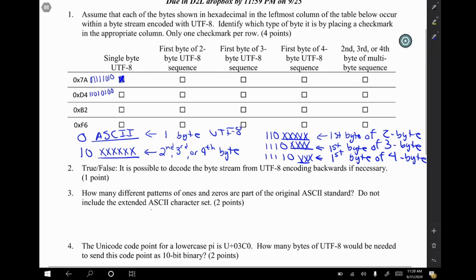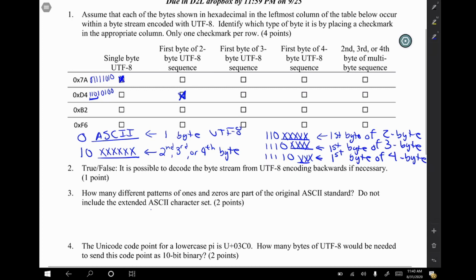Now, we don't actually need all the bits. We just need enough bits decoded so we know which one of these 4 or 5 patterns it's going to be. And it turns out since D starts with 110, we know that it is the first byte of a 2-byte sequence, right? 2-byte sequences start with 110. B2.